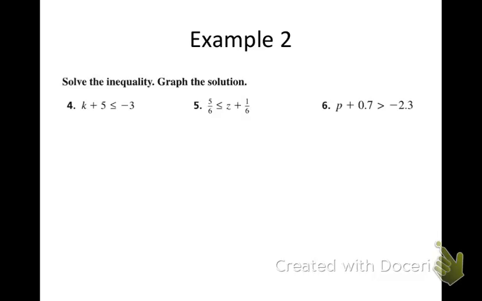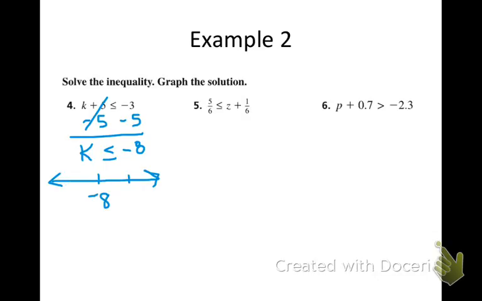So in this case we want to undo addition, so we will subtract. And subtracting the same thing maintains the equality, or the inequality. -3 minus 5 is -8. And to graph it, since k is less than or equal to, it's a closed circle and points left.